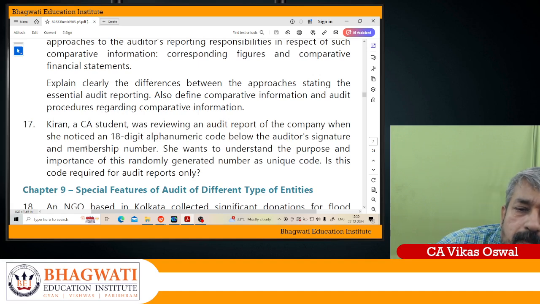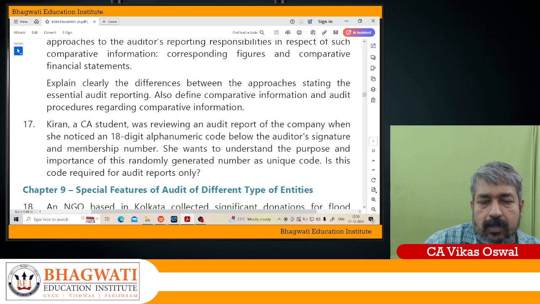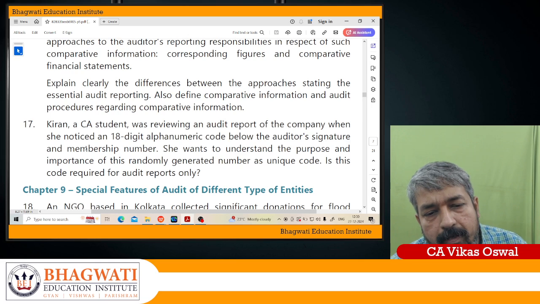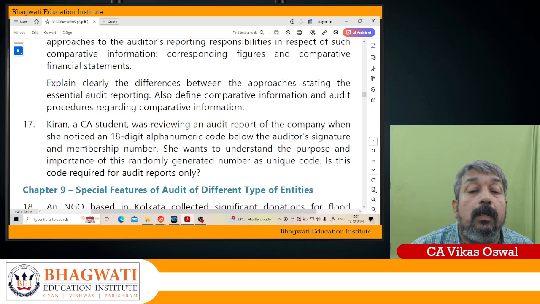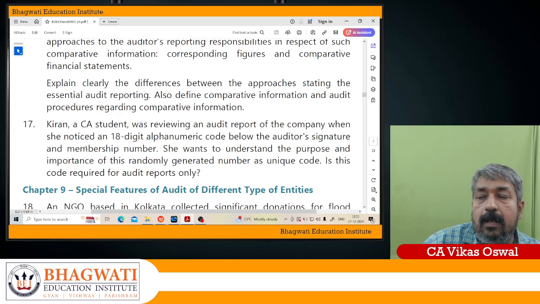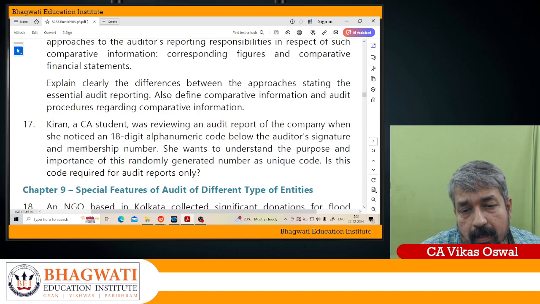Kiran, a CA student, was reviewing the audit report of the company when she noticed the 18-digit alphanumeric code below the auditor's signature and membership number. She wants to understand the purpose and importance of the randomly generated number as a unique code. Is this code required for audit reports only? So Kiran, a CA student, is going through the audit report. Under that, she sees an 18-digit alphanumeric code.